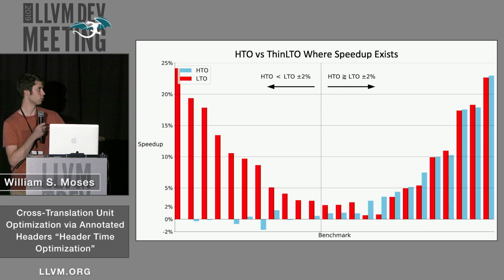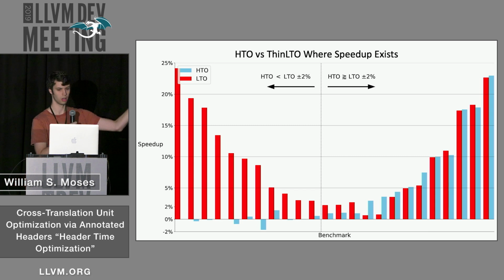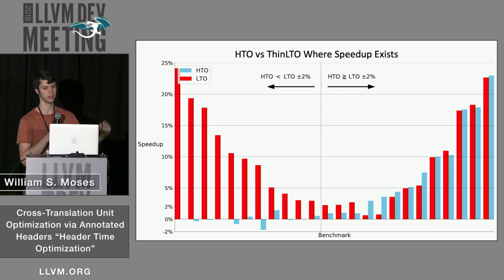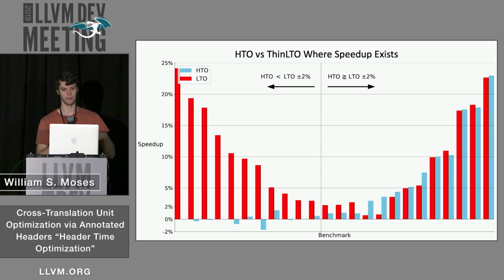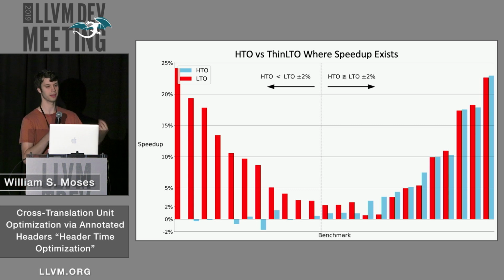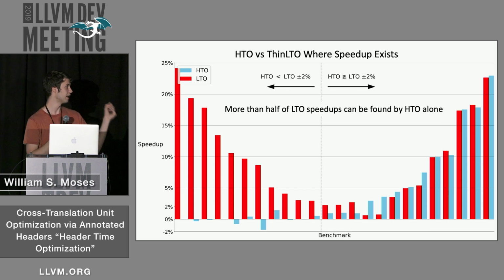So how does this look for the benchmarks where there's a non-zero speedup? I plotted them all right here, where in blue we get the speedups that these headers alone get us, and red is the full LTO. Specifically, on the right-hand side of this graph, denoted by that line, HTO is better than LTO or within 2% of it for about 50% of those benchmarks. On the left-hand side, LTO is able to beat HTO for the other half of the benchmarks. And the really interesting thing is that more than half of those LTO speedups can be found just by those annotated headers. You don't need anything fancy.